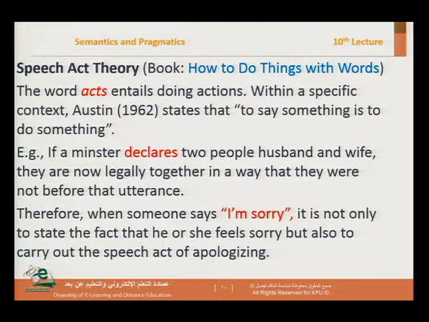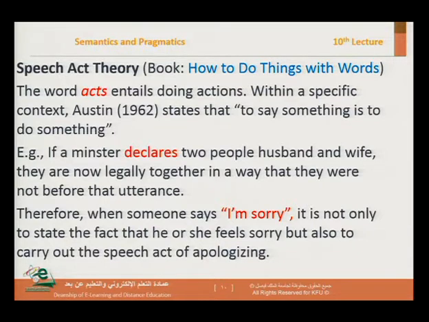All right. So an example mentioned in Austin's book was, if a minister declares two people as husband and wife, okay, when a minister, for example, says, I now pronounce you husband and wife, they are now legally together in a way that they were not before this utterance. So what did this minister do? He just declared. He just said something, but it was not really just saying things, but performing an action. Now this man and woman can call themselves husband and wife. They're legally together just because of a word. So with the correct context and specific words, we actually can do an action.